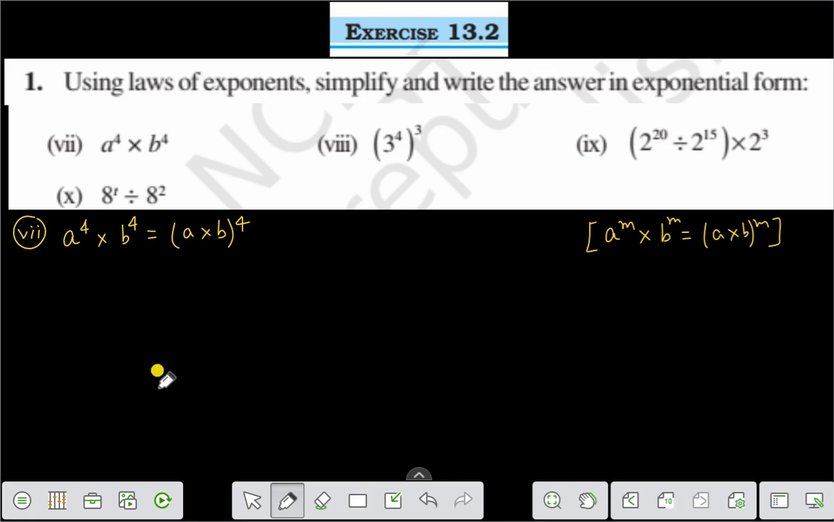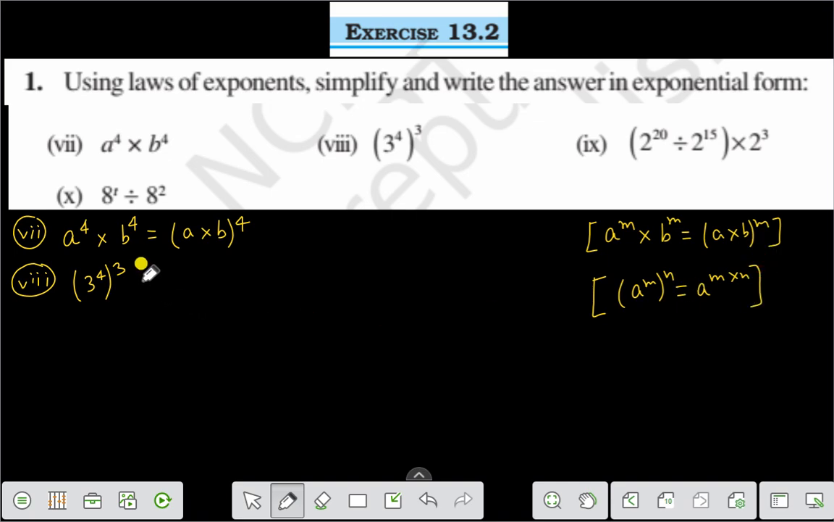Now question number 8. Question number 8 is 3 to the power 4 to the power 3. We can use another formula. The formula is a to the power m, the whole to the power n, which can be written as a to the power m into n. You can use this formula.